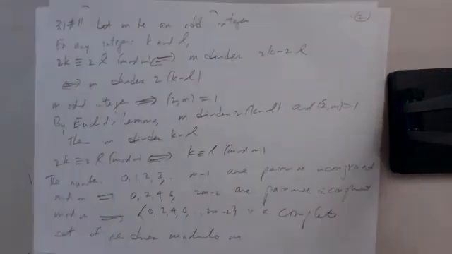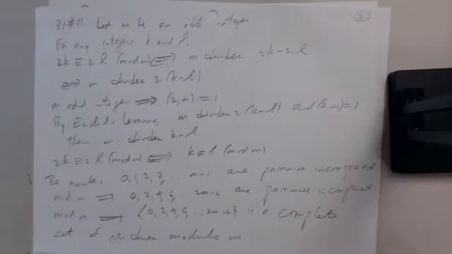Professor, question on the reduced system modulo m. So the Euler phi function for any integer, which basically gives you the cardinality of the reduced set modulo m, is that always going to be even? Because that's what I think it is. It's always going to be an even number.